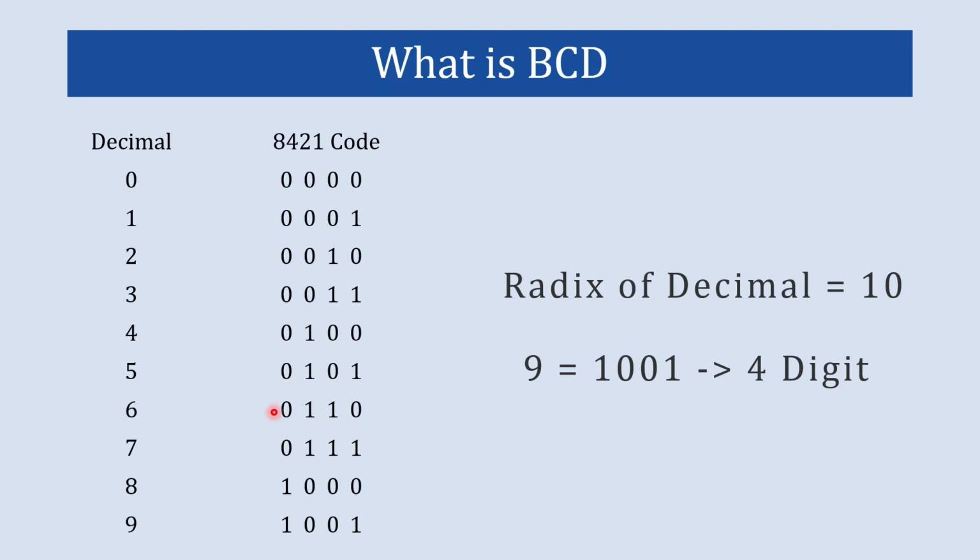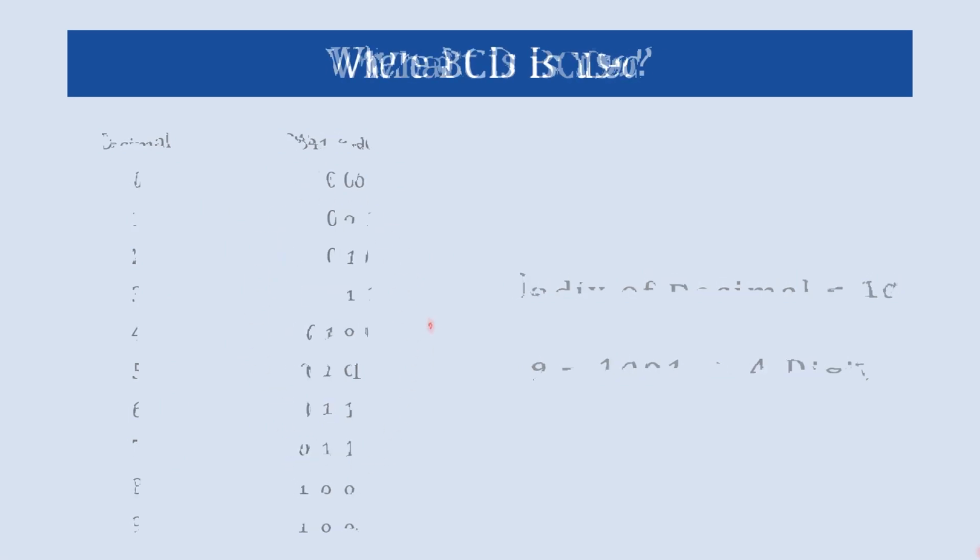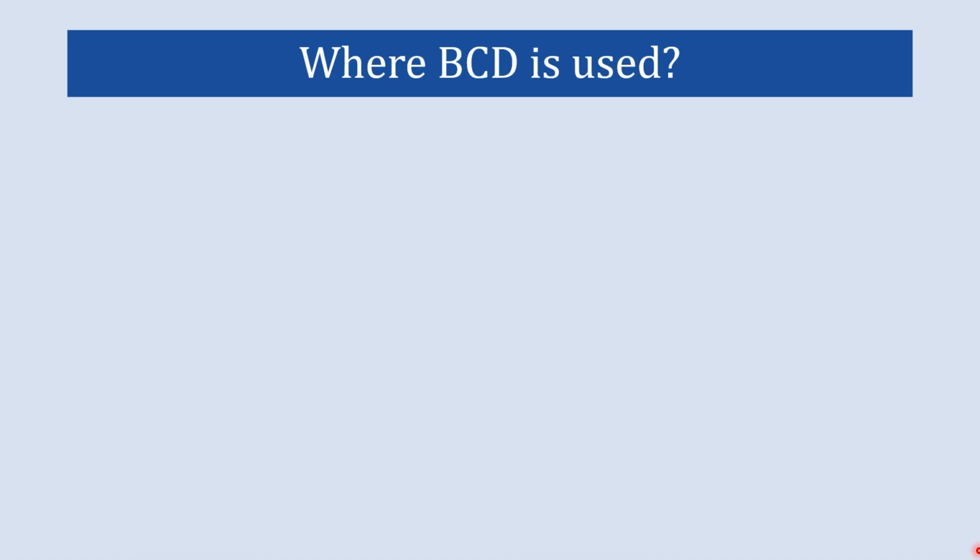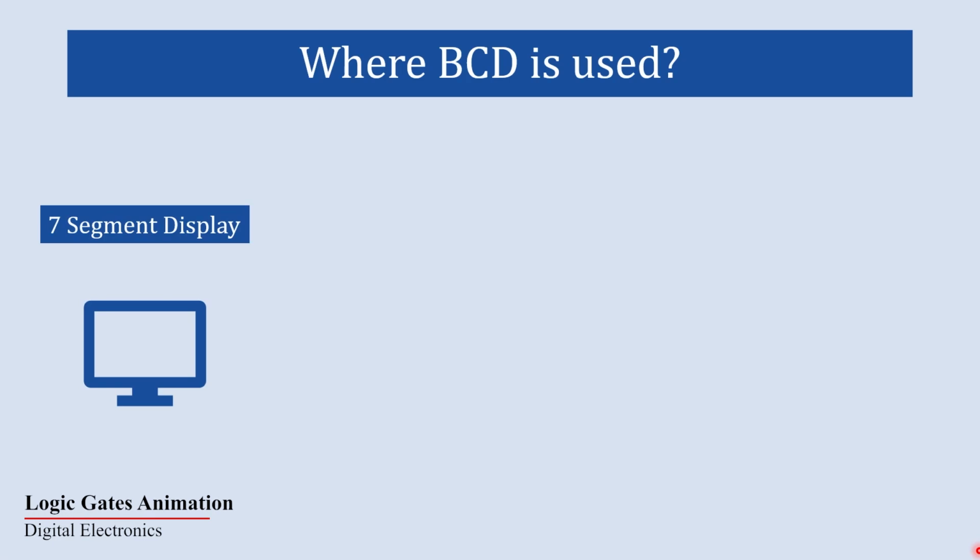Here in this table you can see how the decimal digits 0 to 9 are represented in 8421 BCD code, and they are all represented in a 4-bit manner. Now let's see where this BCD code is actually used. BCD code is commonly used in digital display systems like the 7-segment display, where each digit is encoded in BCD and then translated into signals that activate specific segments in the display to represent the corresponding digit.